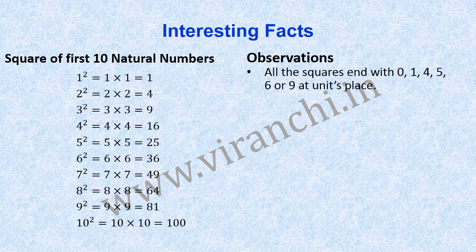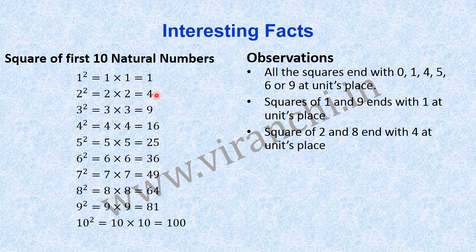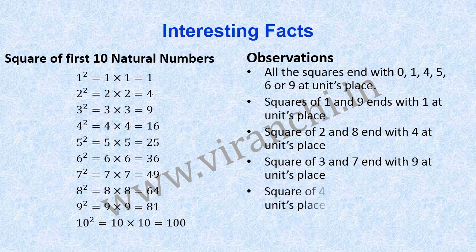Other few obvious observations are: square of 1 and 9 end with 1 at units place. Square of 2 and 8 end with 4 at units place. Square of 3 and 7 end with 9 at units place. And square of 4 and 6 end with 6 at units place.